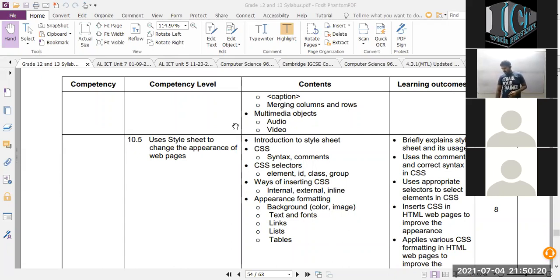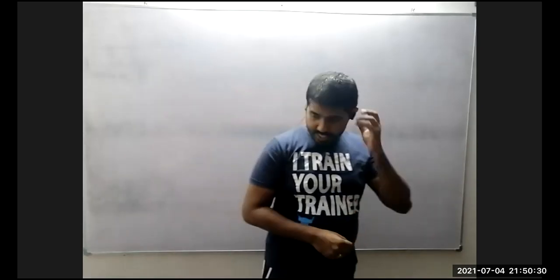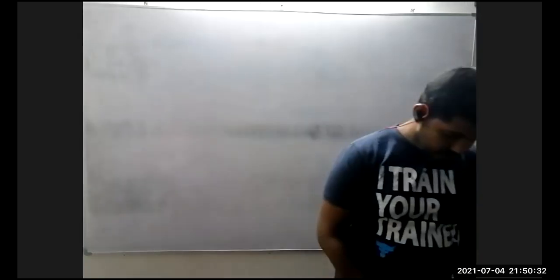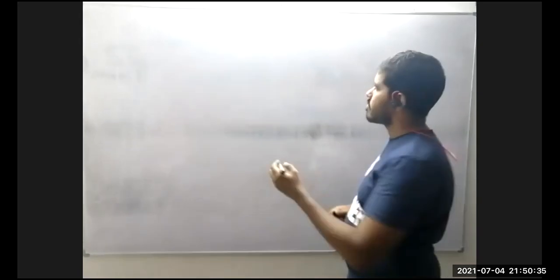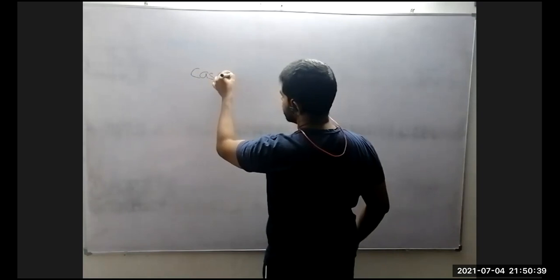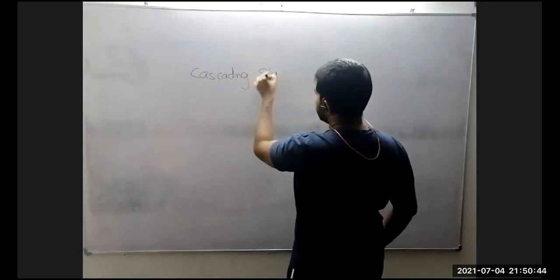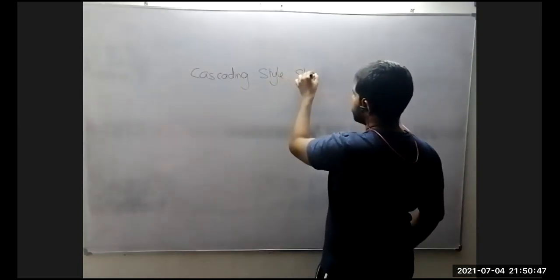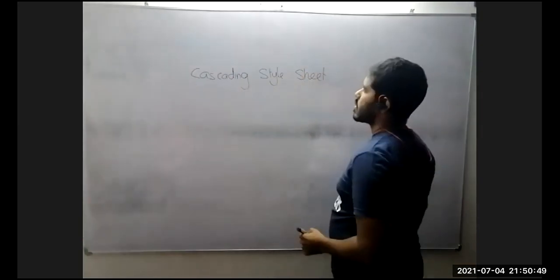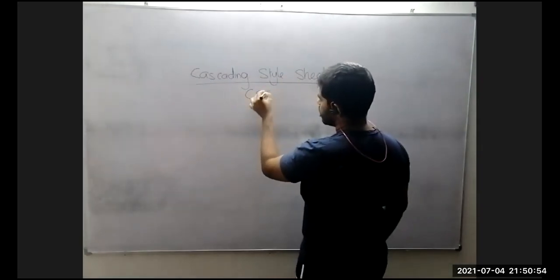Now we have to move on to CSS. Right? So we are going to go into CSS. CSS, cascading style sheet, we call it. This is also known as CSS.